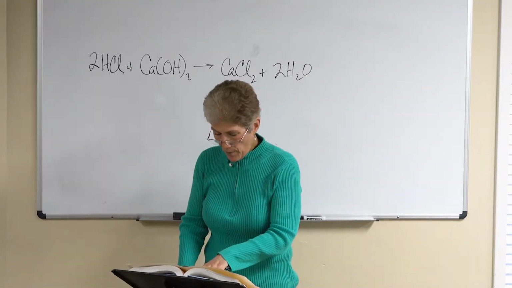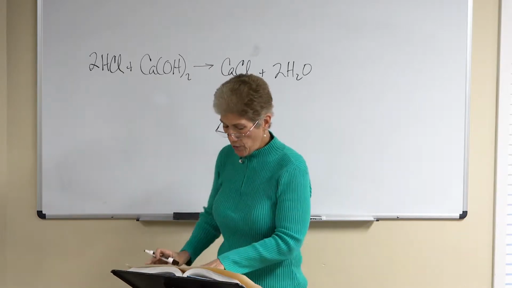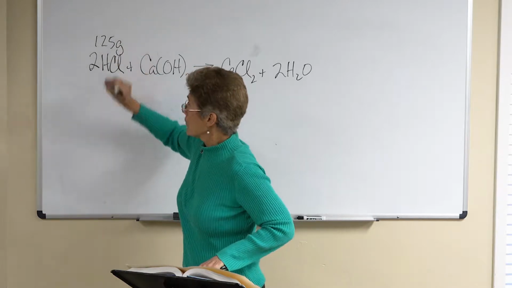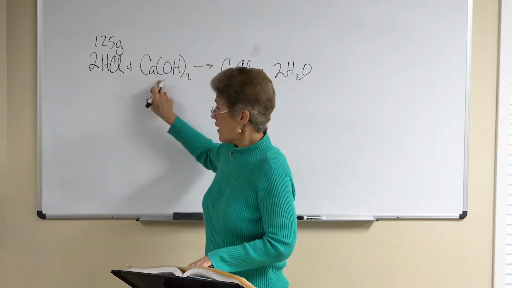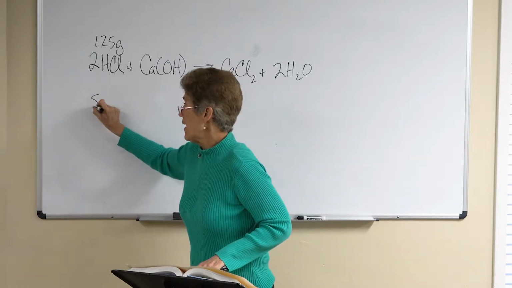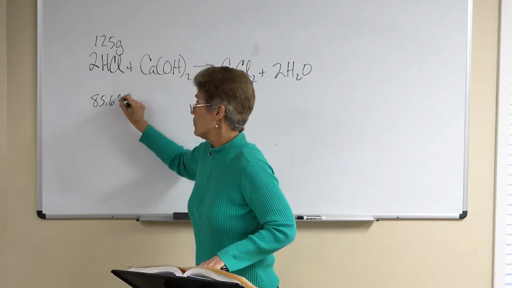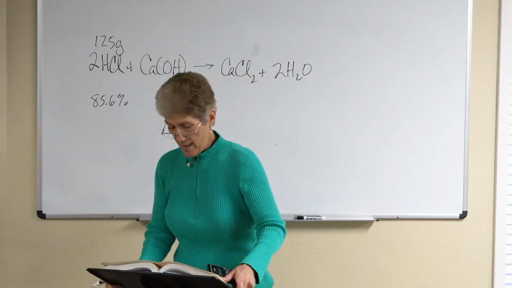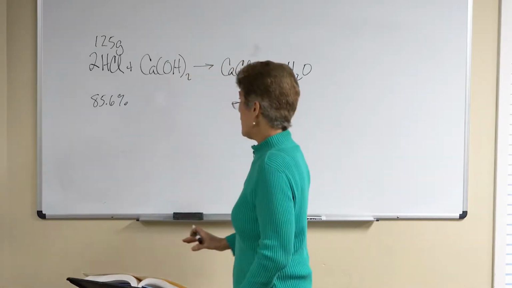All right, that's our problem. We're told that we start with 125 grams of HCl with an excess of calcium hydroxide. We got an 85.6% yield. We want to know how many grams they actually made.